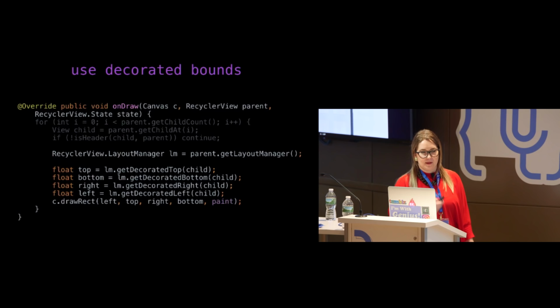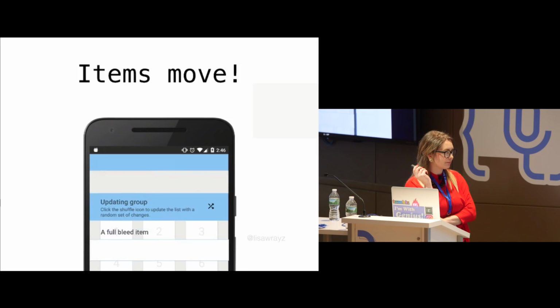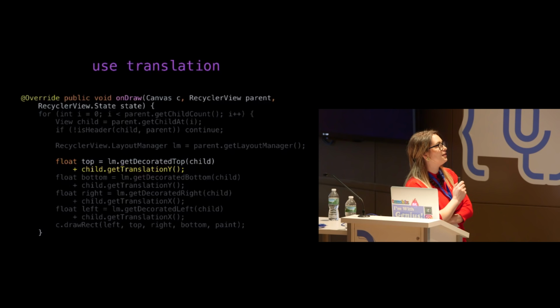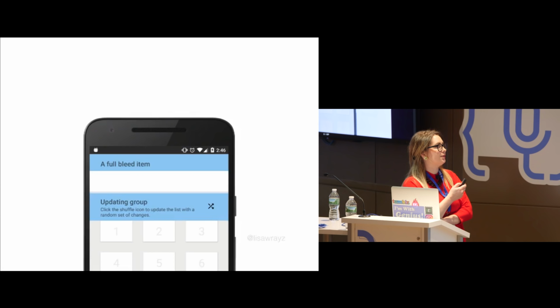But suppose, just hang with me here, that we wanted to let the user reorder the entire group by dragging these headers. But with our current decoration, this happens. The header background is stuck and the text is floating. So if we want to avoid this, then we need to also take into account the view's translation. So if we add the translation y to both dimensions and the x to the other two dimensions, and then draw this rectangle, it's going to look more like this, which is better.